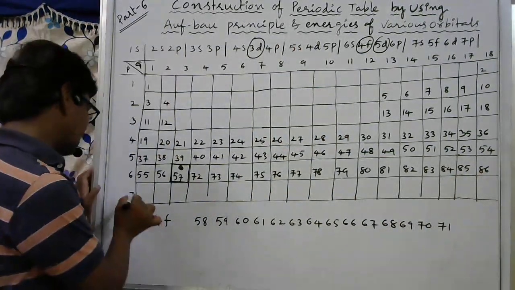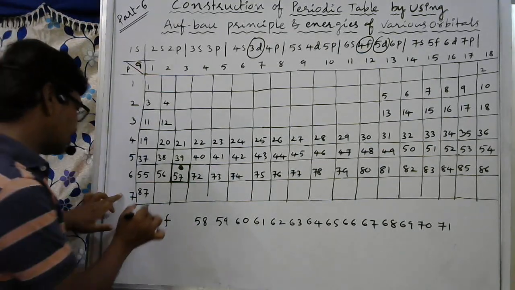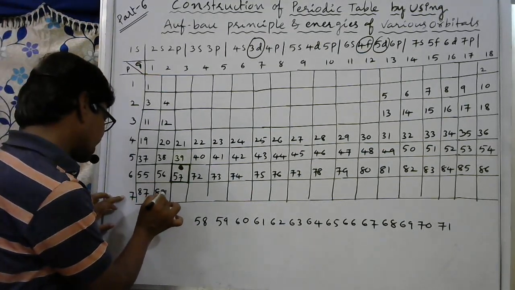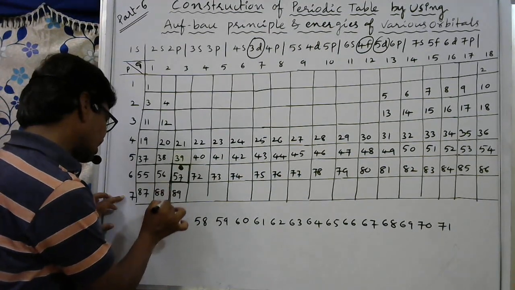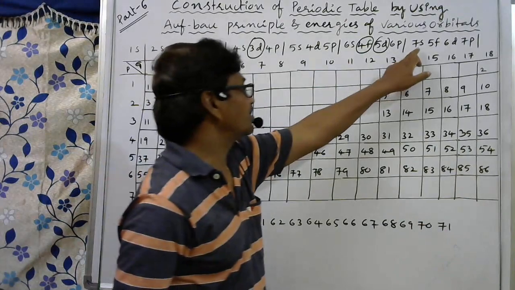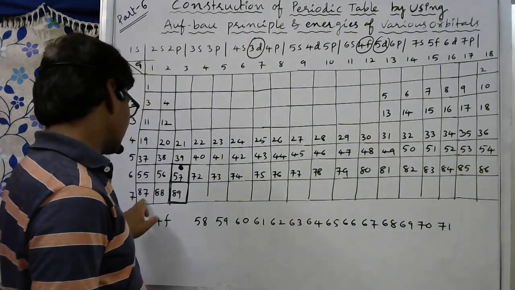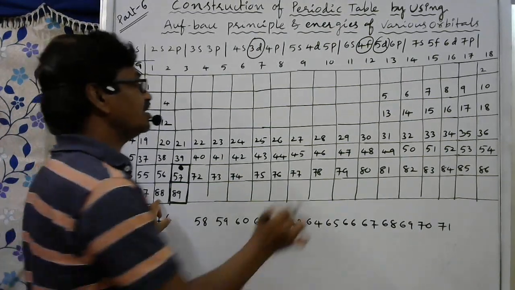Similarly, the 87th element occupies the first group and 7th period. 87, then 88, then this is 89. Here also we have to remember, this is 89 in the 7th period. In the 7th period it starts with the s orbital, that means 87 and 88 come under 7s.